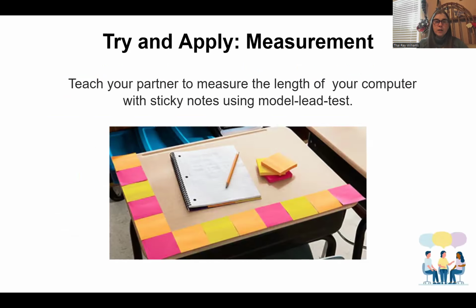So once you do a try and apply, this time I am going to let you use model lead test, but I want you to teach a partner to measure the length of your computer. And I put here sticky notes, but if you have paper clips, that's fine. If you want to use shoes, that's fine. Just let me know what your non-standard unit of measure is. So again, measuring the length of your computer with sticky notes.